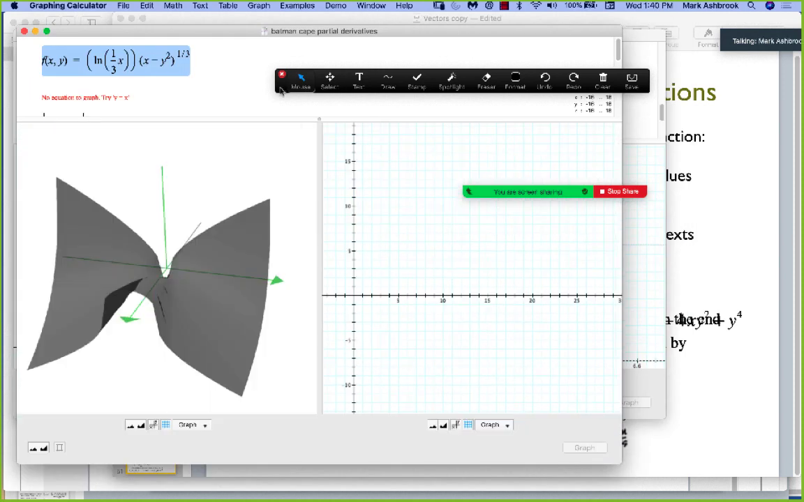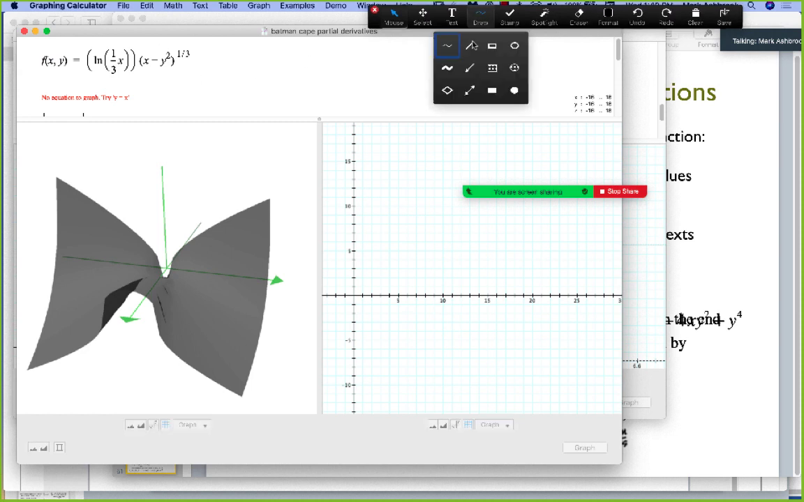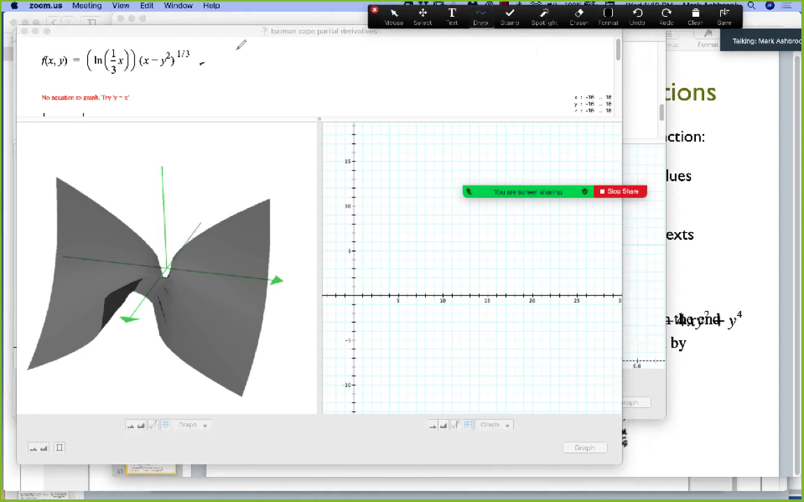Okay. Today's theme is Batman. So here's the Batman cape function up here. f of x, y equals natural log of 1/3 x times (x minus y squared) to the 1/3. We want to find the partial with respect to x as a formula, and the partial with respect to y.